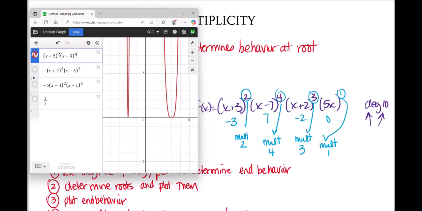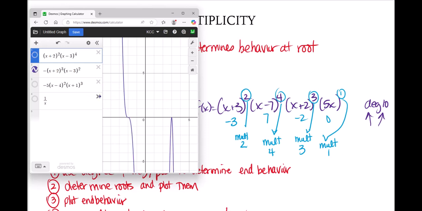So let's look at this next one. If you look, I have a multiplicity of 3, so think about whether it's going to touch or cross. And then we have this one at 2, so think about that. Again, we still have the roots at -2 and 3. At -2, it had an odd multiplicity. And then at the other root, it had an even multiplicity, so it's going to touch.